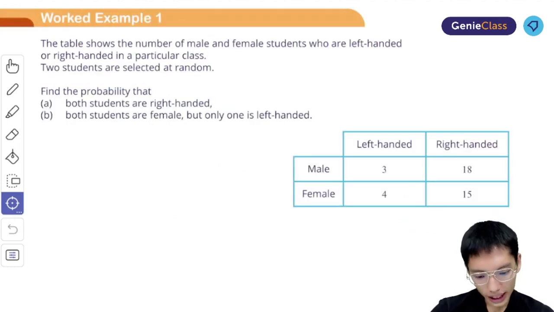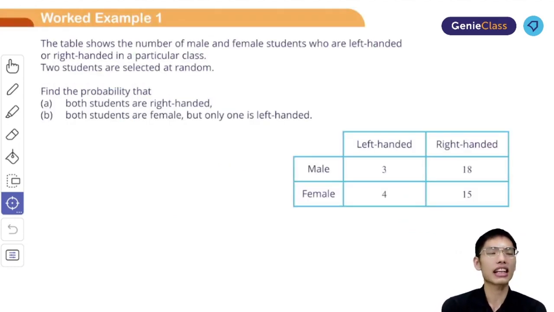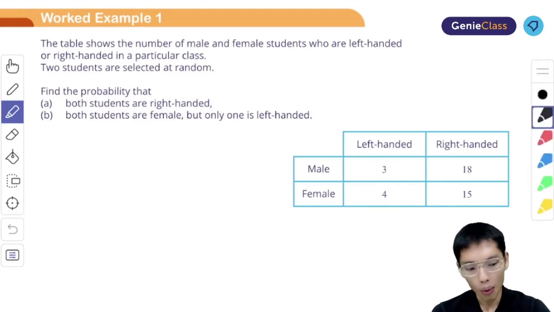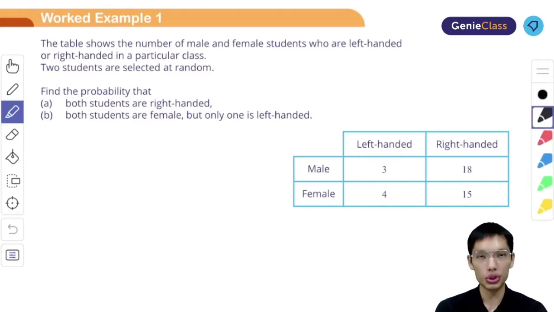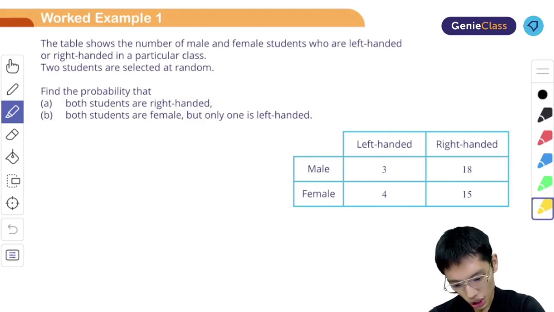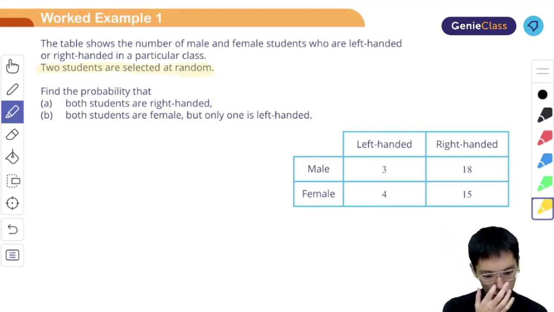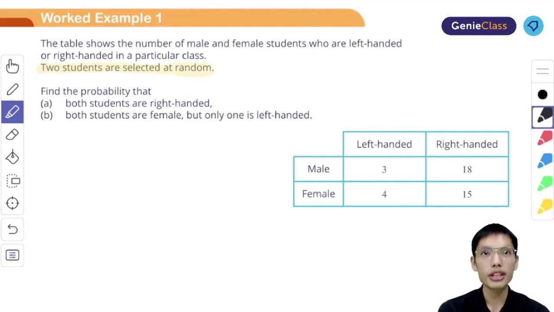Now, next up, worked example 1. These are the kind of questions that will usually start to pop up for you guys in table form, whereby you have to decipher what information do I need to use? In this case over here, let's take note. 2 students are selected at random. Based on this sentence over here, can anybody tell me, will this be with replacement or without replacement?